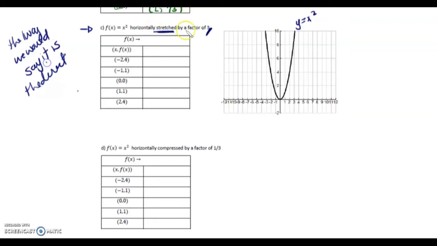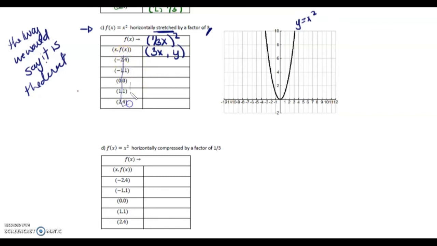What's backwards is the equation. So the equation would be, instead of 3, 1/3 x squared. Since it's a stretch by a factor of 3, we're going to multiply every single x value by 3, and the y's we're going to leave the same.